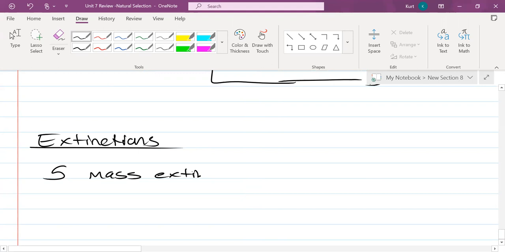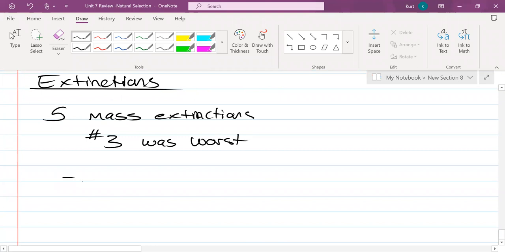1, 2, 3, 4, 5. Number 3 was the worst. That was the Great Dying. That was the one that allowed the dinosaurs to exist. When an extinction happens, many species are wiped out. But how can extinction be a good thing?